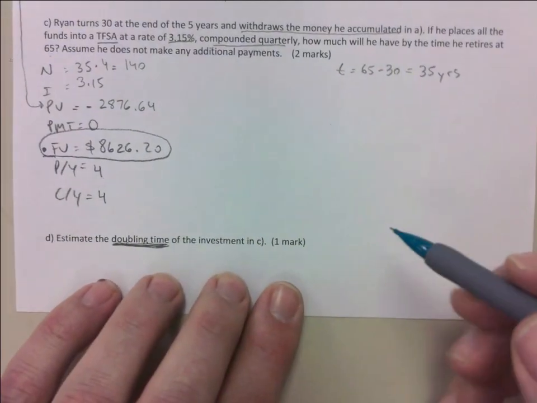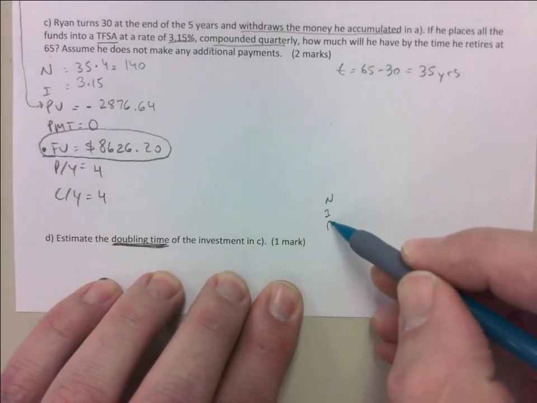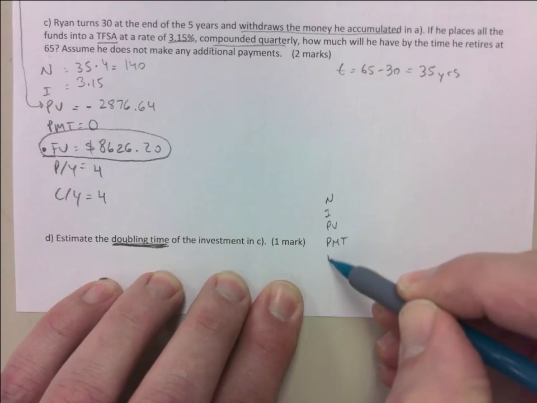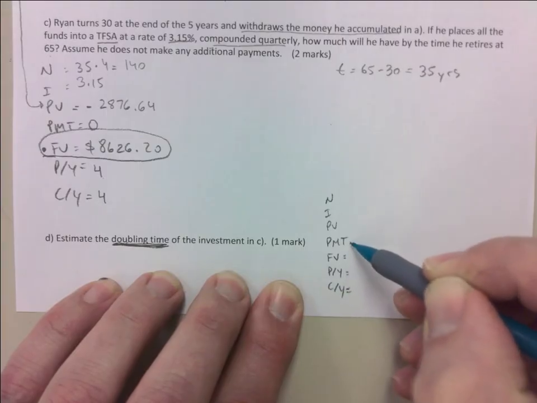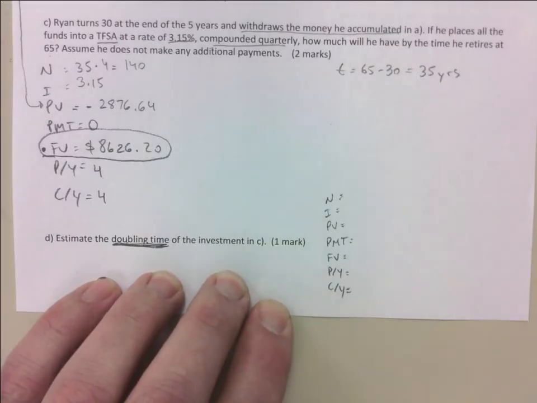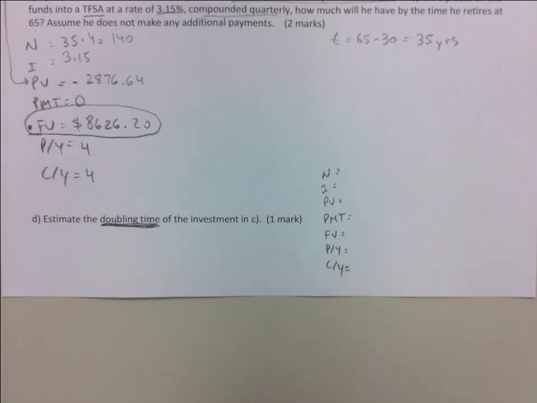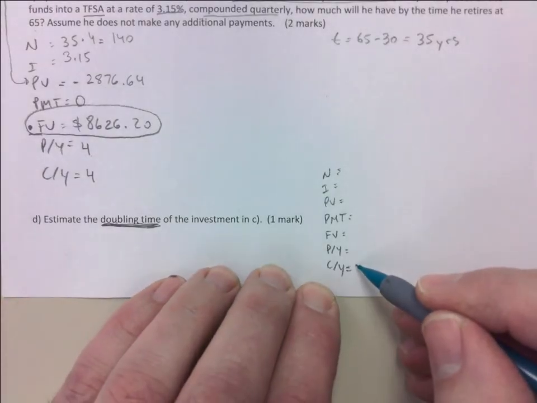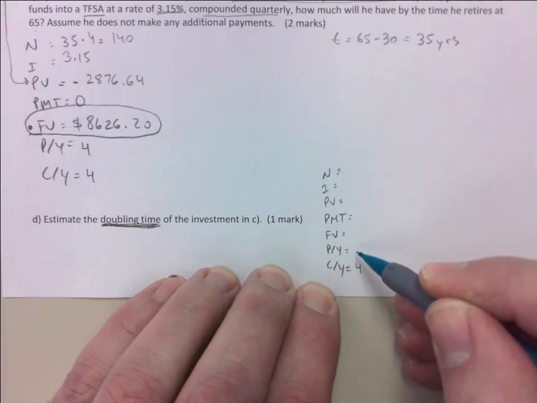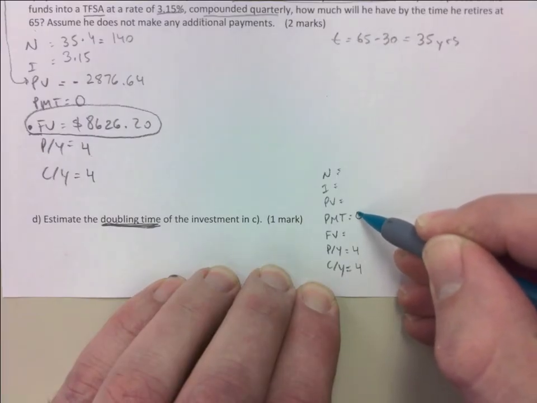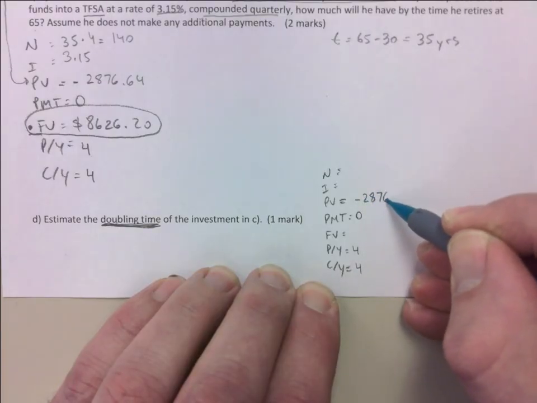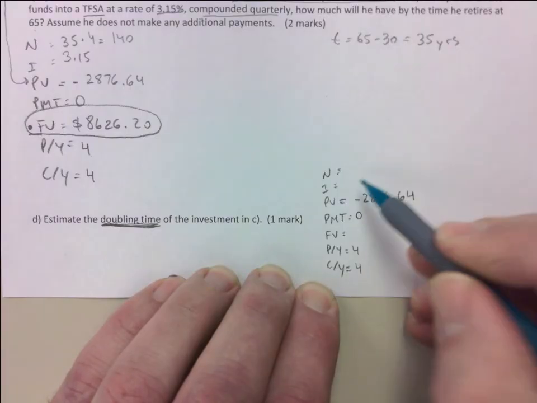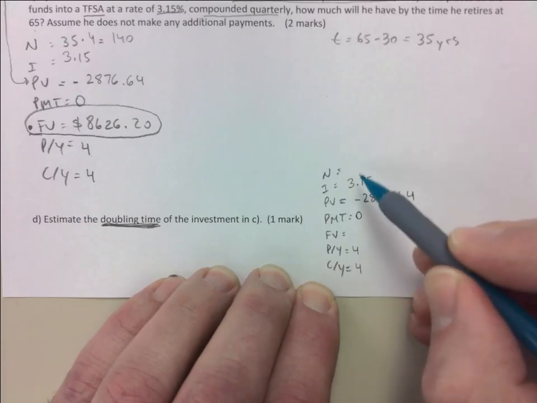I'll show you how to use the TVM. I'll show you a method later how to estimate it. This would be how to find out exactly. So in this scenario, our compounding and our PY is the same. There are no payments. Our present value is negative 2876.64. Our interest rate is 3.15.